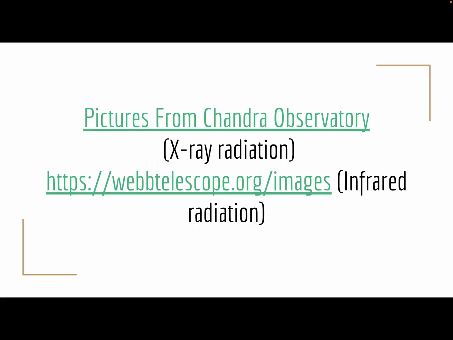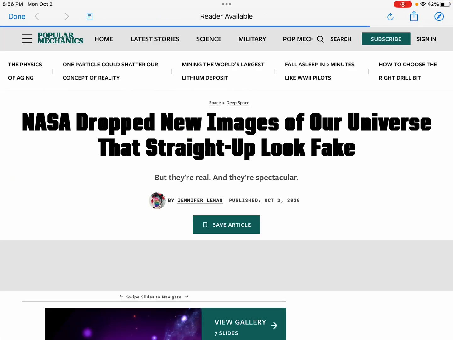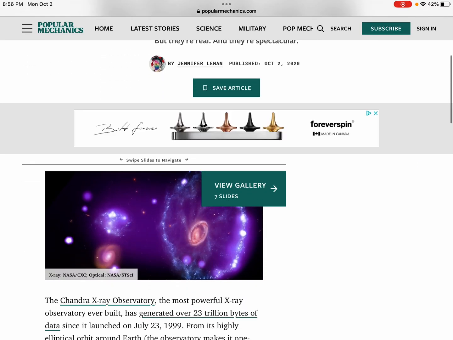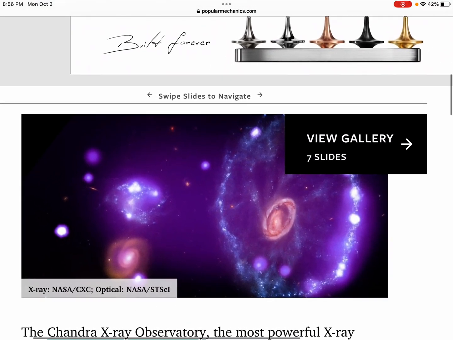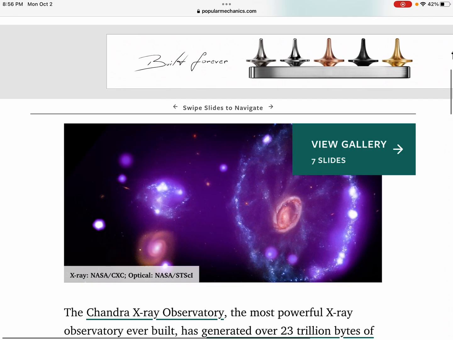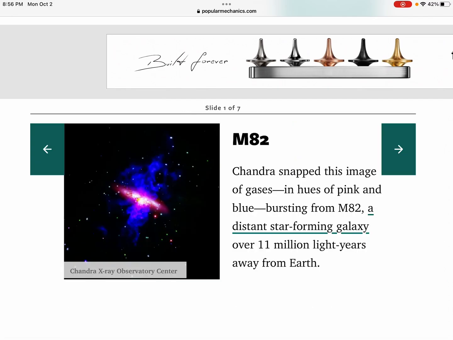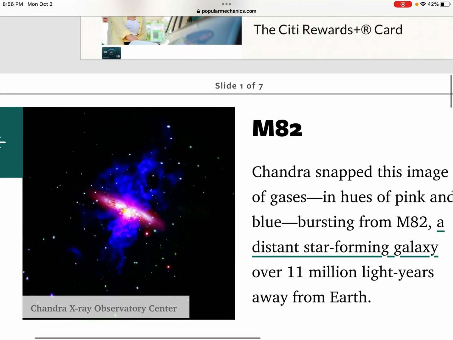Okay, so now we're going to look at some pictures from Chandra and then from James Webb. The first ones are the pictures from the Chandra Observatory. That is X-ray radiation. And again, they're linked on the slide so you can follow along. These are absolutely beautiful. This is our most powerful X-ray telescope that we have, our observatory. So we can see these beautiful images come through.